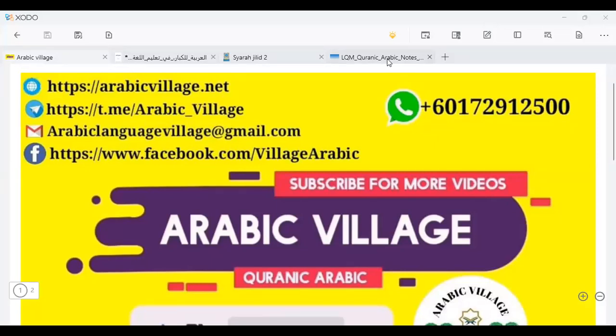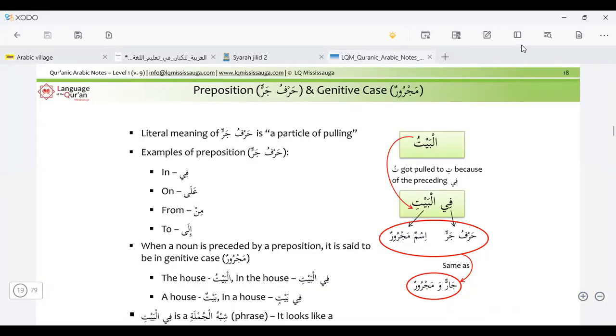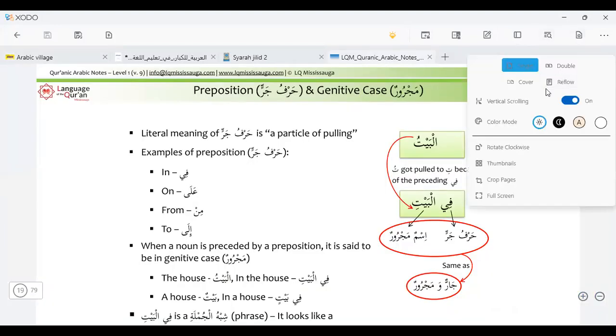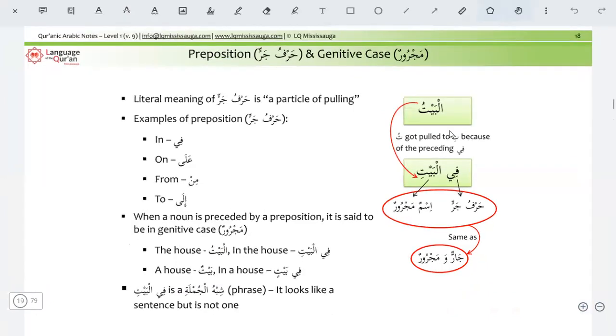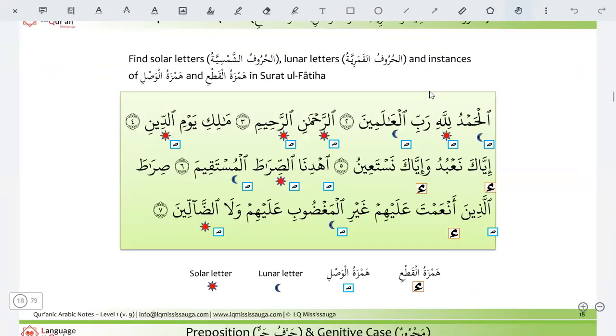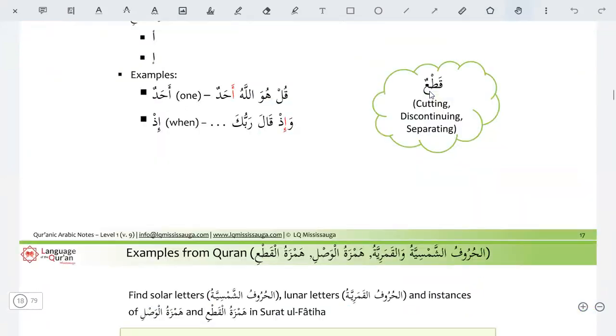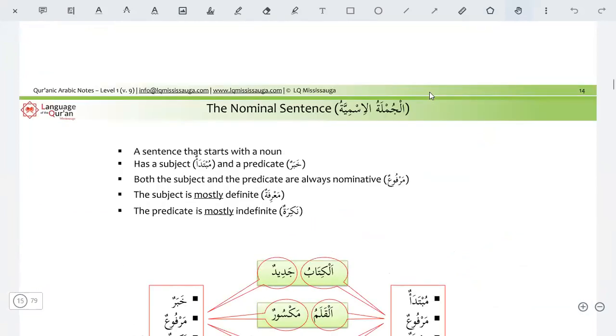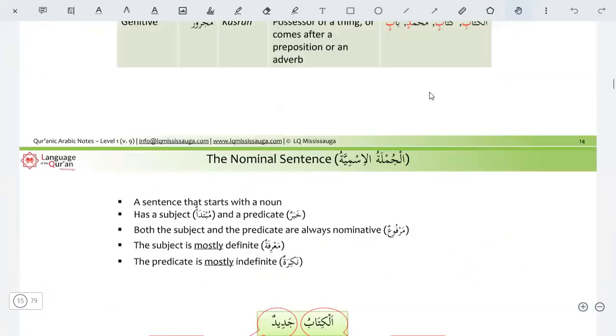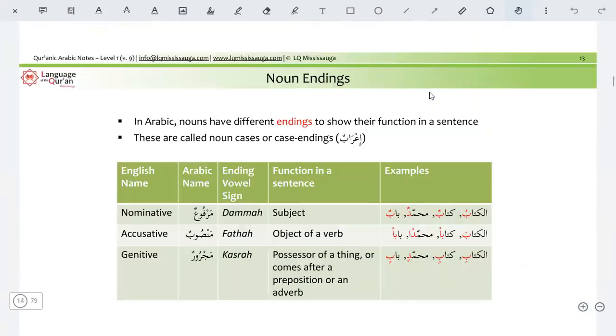Today we will learn about the mudaf and mudaf ilayh, and we will learn what is the marfu, mansub and majroor. Because of the lesson we learned for the last 2-3 days, first I tell you about the marfu. What is the marfu case?